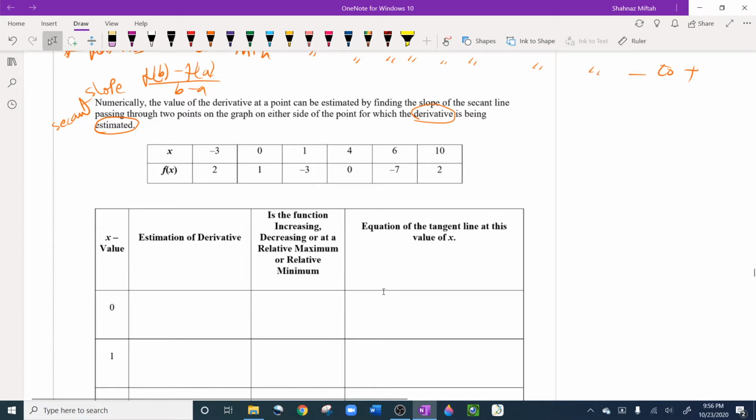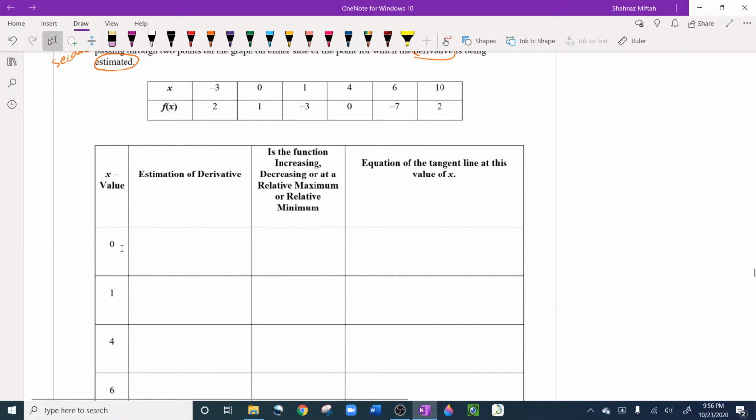Okay, let's do this. Now in this case, they said find the derivative estimation at x equals 0. If I'm looking for estimation, make sure you understand that this is my 0. I'm not going to pick 0 and 1. I'm going to pick the ones close to them. So I'm going to pick this and this. This is my x1, this is my y1, that's my x2, that's my y2.